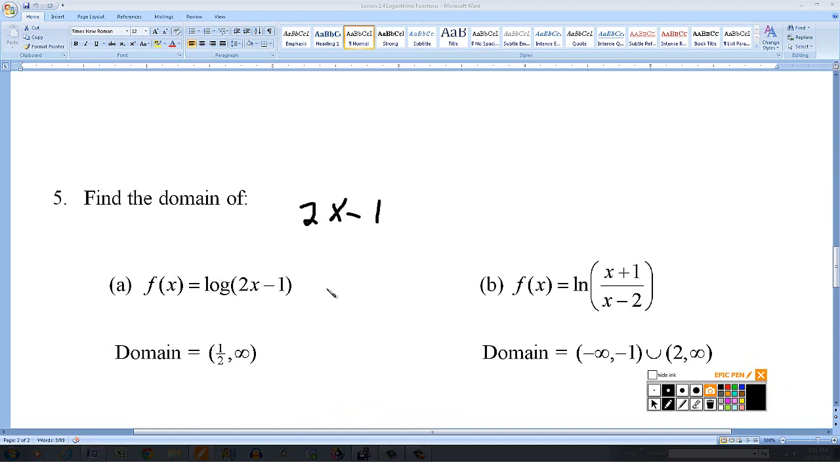So the domain will simply be the solution to this inequality. So this would be 2x greater than 1. Add 1 to both sides. Divide by 2. x would have to be greater than 1/2.